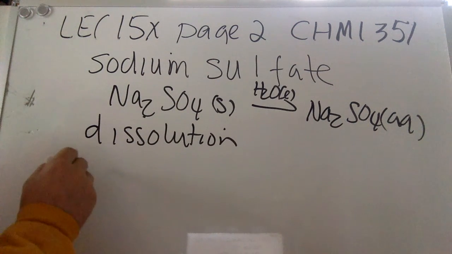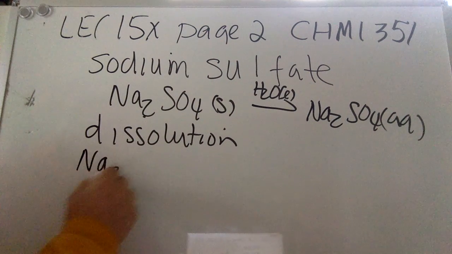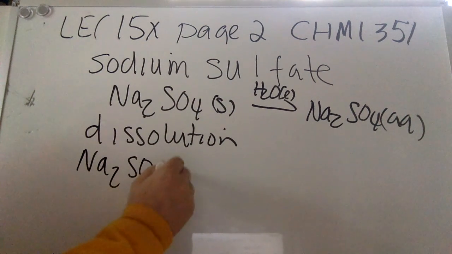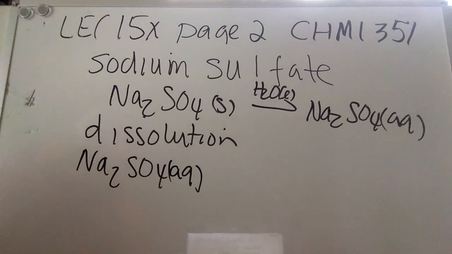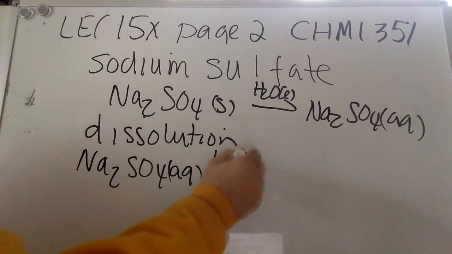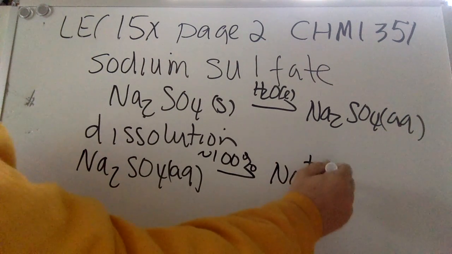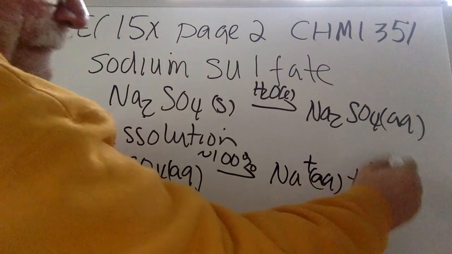And then we have the dissociation reaction. Again, keeping the polyatomics. Strong electrolyte, 100%. Gives us 2 sodium ions plus the sulfate.